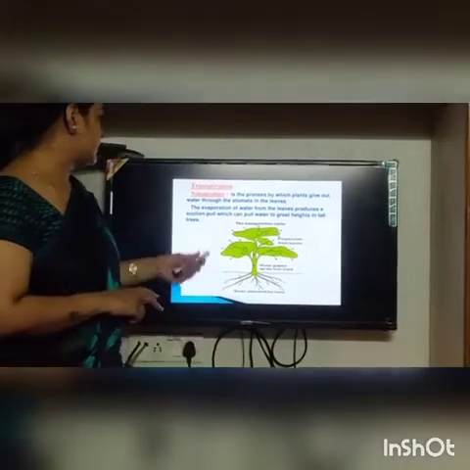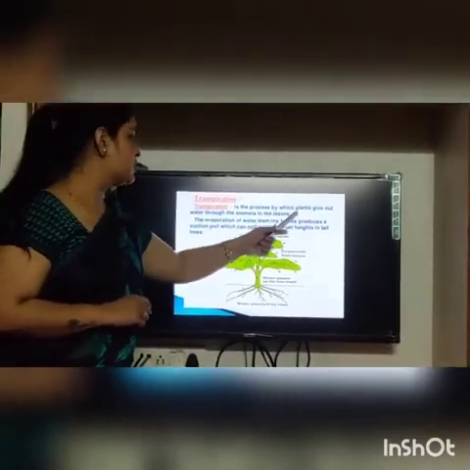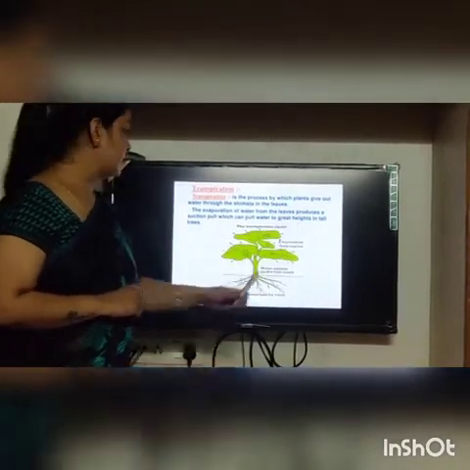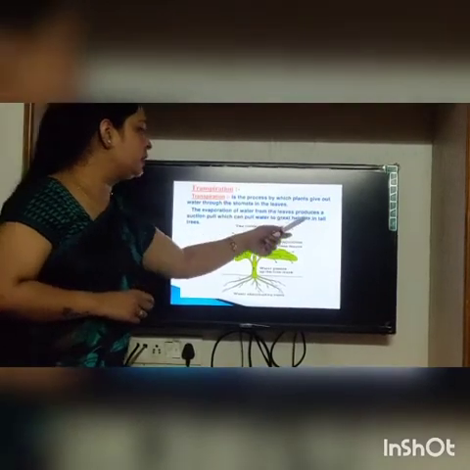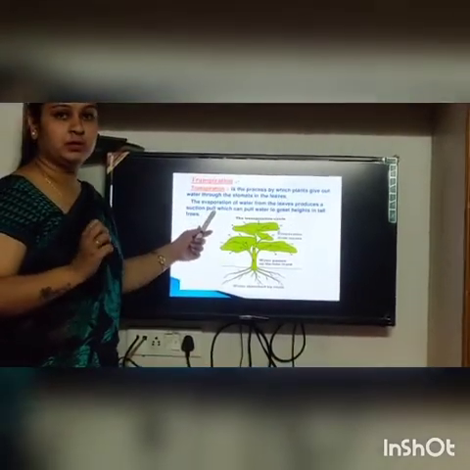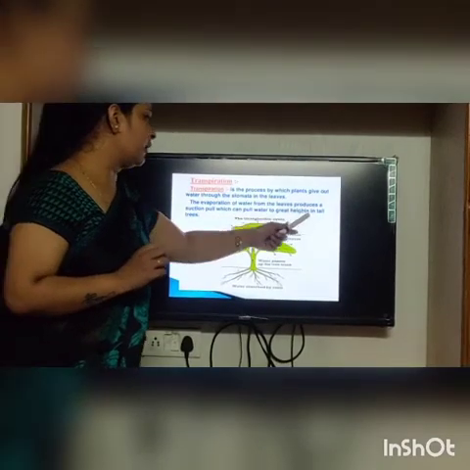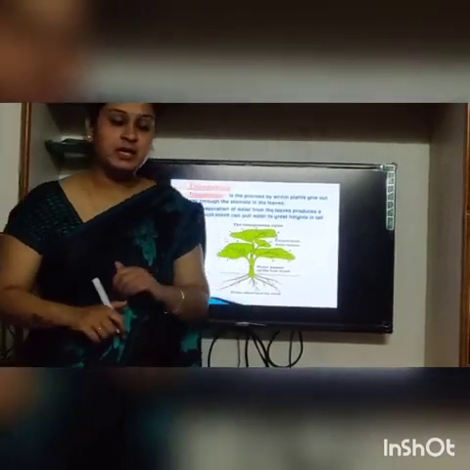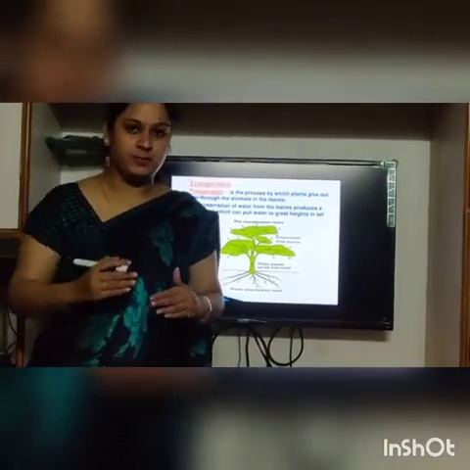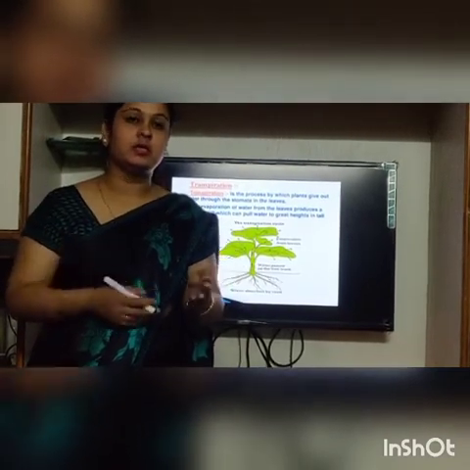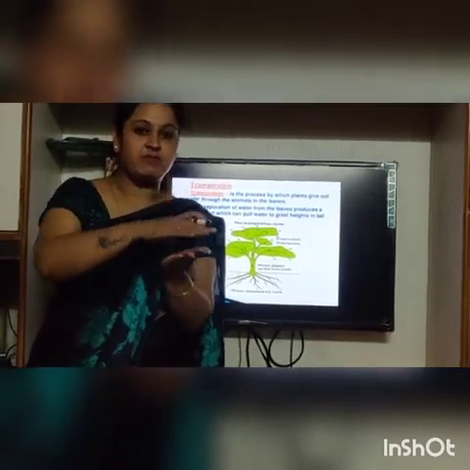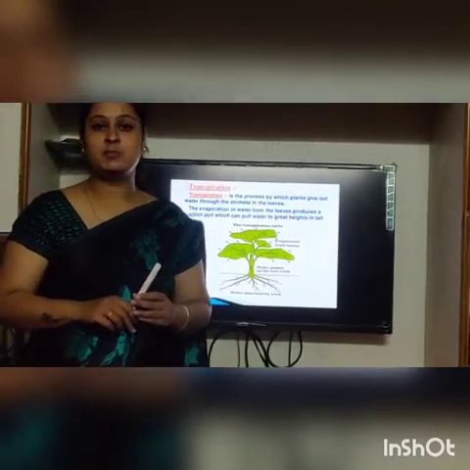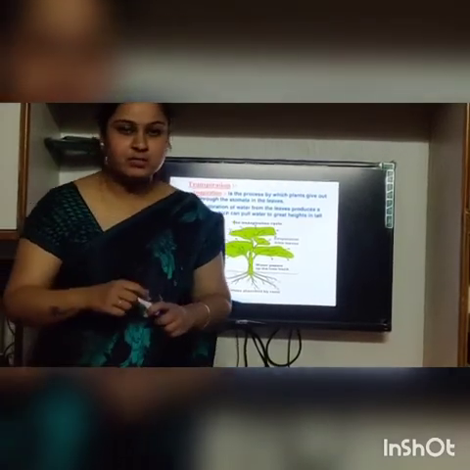Here you can see that transpiration is a process by which plants give out water through the stomata in the leaf. The evaporation of water from the leaves produces a suction pull which can pull water to great heights in tall trees. So what is transpiration explaining here? The taller the tree, and the broader its leaves, the more the water on the leaves is evaporated in the form of water vapor, and that process is known as transpiration.